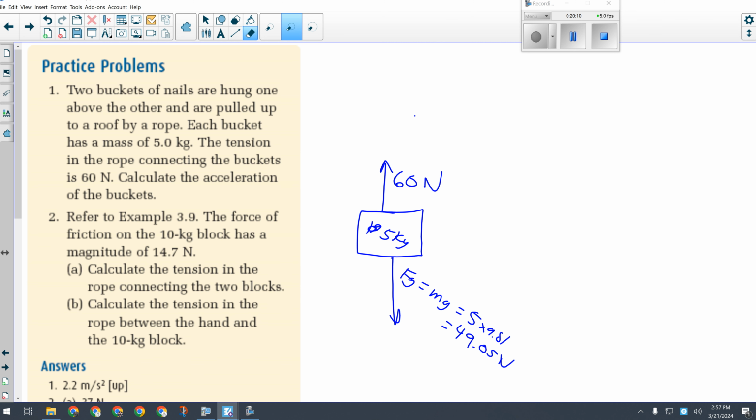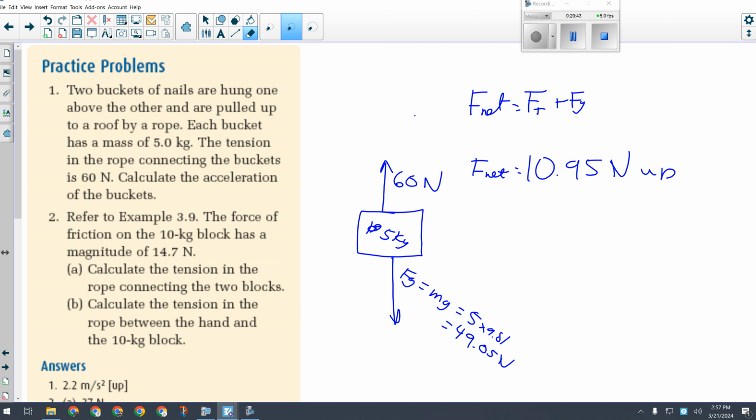Is this now an elevator question? Okay, so I've got a force up and a force down. Can I do sum of all forces? All right, so 60 plus negative 49.05 should give me 10.95 newtons up. So F net was the force of tension plus the force of gravity, and then I just added them together and I got F net to be 10.95 newtons. Everyone okay with what I did there?